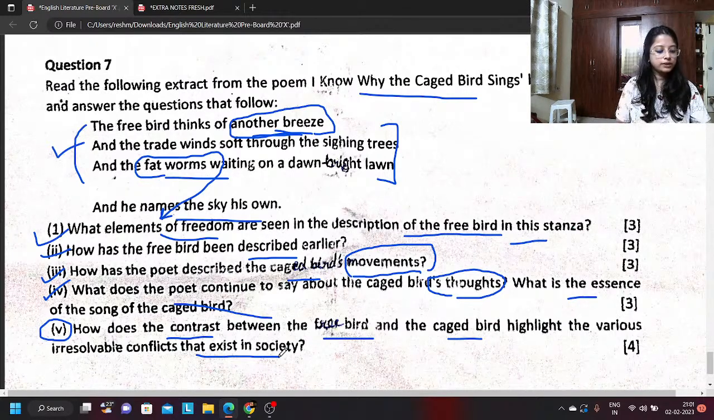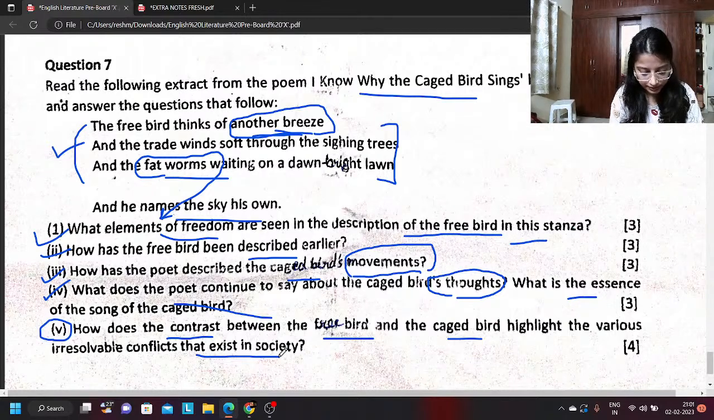Okay, that's all about the fifth question. If you have any doubt, ask. You can revisit the same video, write down the questions. Okay. Free bird is free to claim the sky, that is, he is provided with every privilege in society, whereas the caged bird. Which chapter? See, over here it's mentioned, no? I know why the caged bird sings.